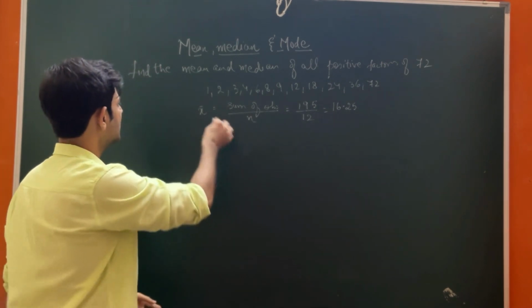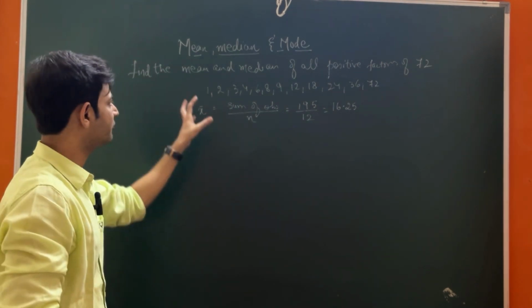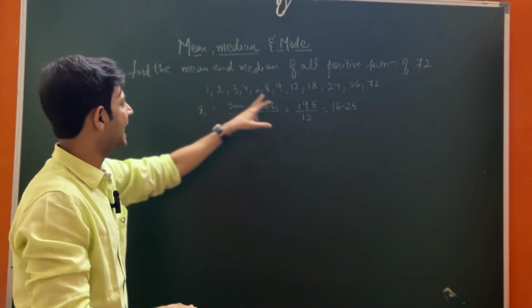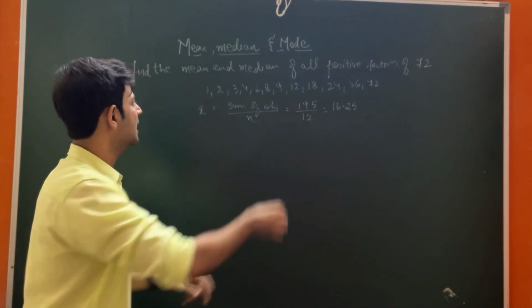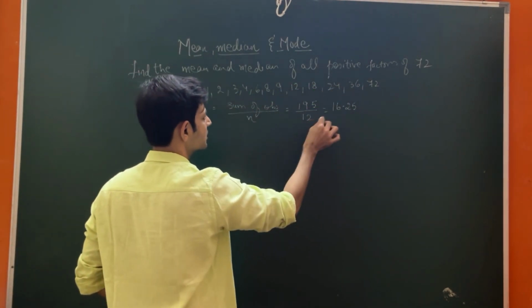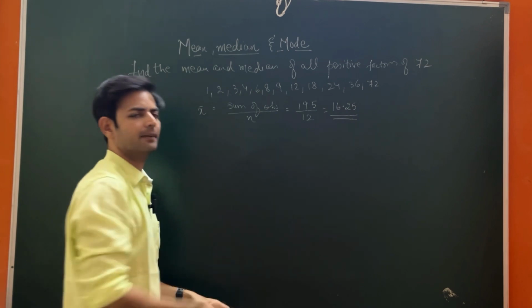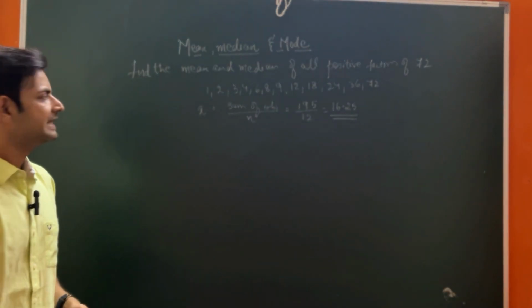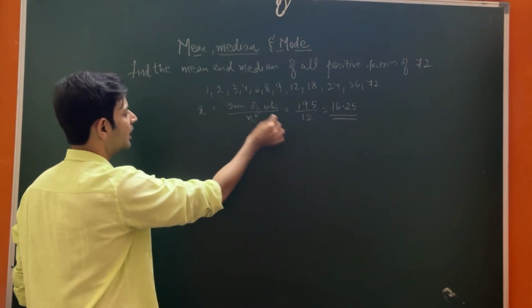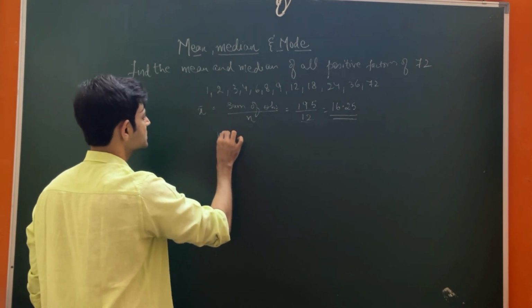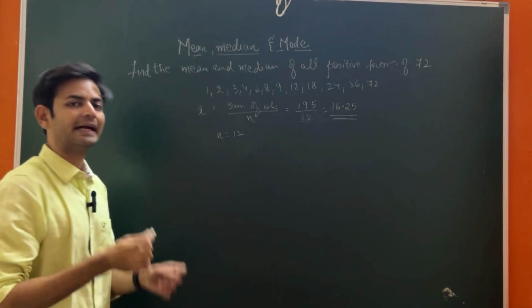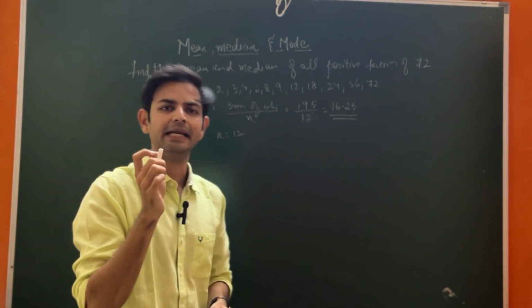Now we do the mean part first, that is the sum of all the observations. When we add them up, we get 195. And we have 12 observations here, so when we divide, the mean comes out to 16.25. Let's find the median now. Because we have 12 observations, n is equal to 12. It means the number of terms is even.